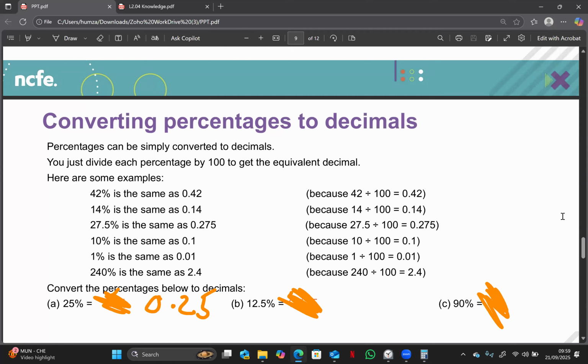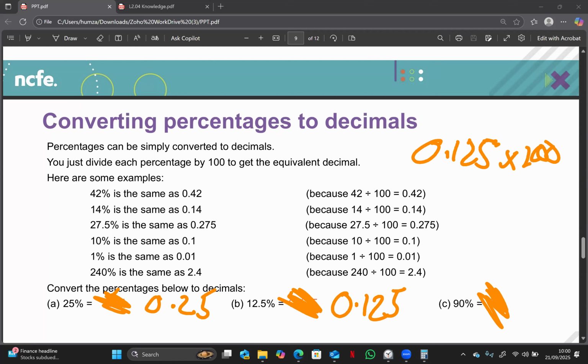Remember, why is it doing that? 0.125. We said that if this was the answer, you know how to change it into a percentage, don't you? What do we do? Times 100. Yes, exactly. So if it's a percentage, all you do is the opposite: divide by 100. Just remember that. So do the last one. What do we do?